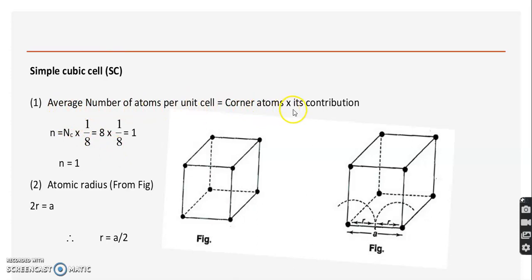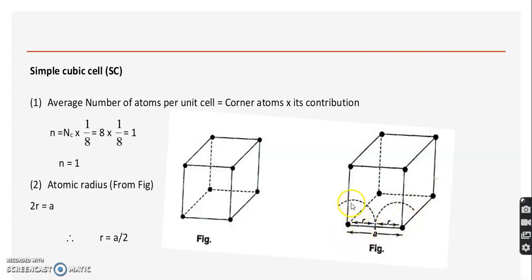It has corner atoms and each corner atom is divided into 1/8. So 8 corners are there and each one of them contributes 1/8. So this will be total 1. So the average number of atoms per unit cell is n equal to 1. You can see the diagram like this. Basically these atoms will be touching each other like this. When we draw a diagram, we show very small atoms, but actually the atoms will be touching each other.